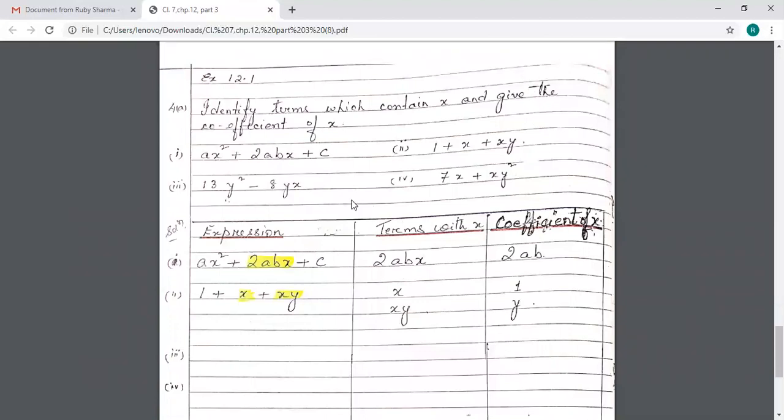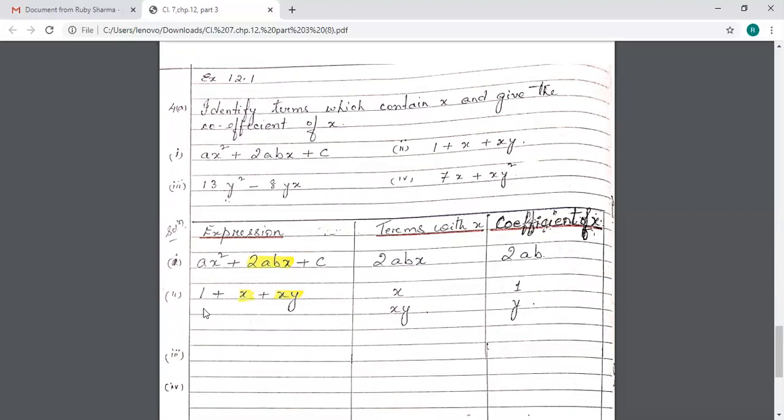Next we have identify the terms which contain x and give the coefficient of x. So the first question, ax square plus 2abx plus c. So here it is x square, not x. Here we have an x, so we write immediately 2abx. Here there is no x, so we do not write c. And then we find the coefficient of x. So what is the coefficient of x? The remaining part, 2ab. So we write coefficient of x is 2ab.